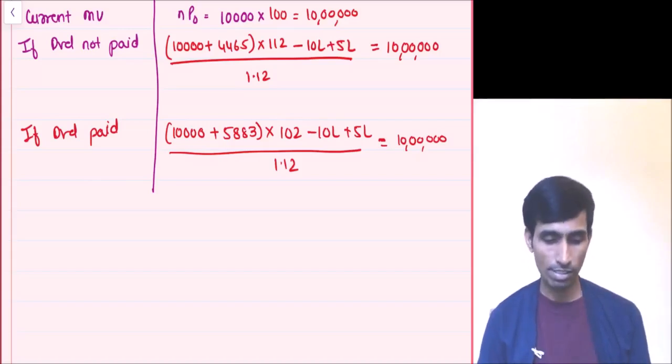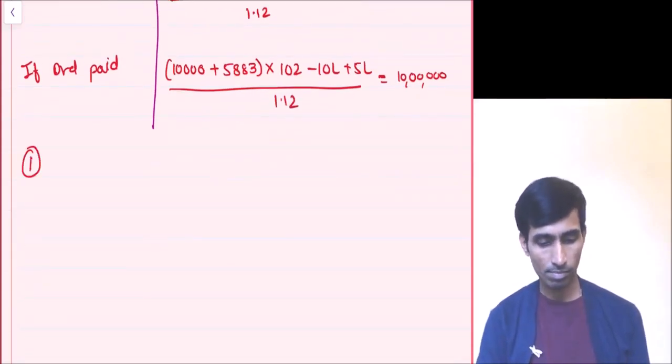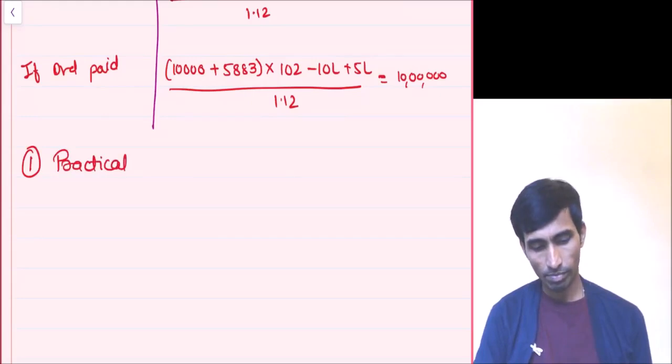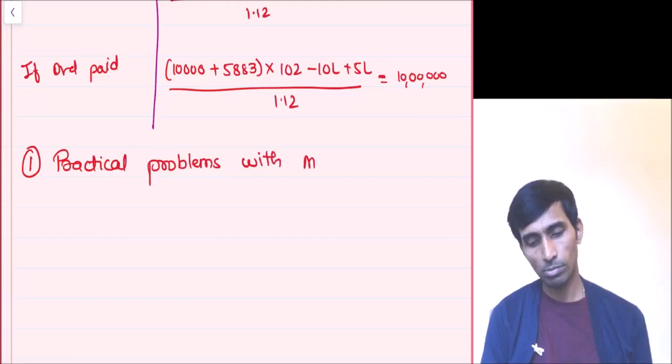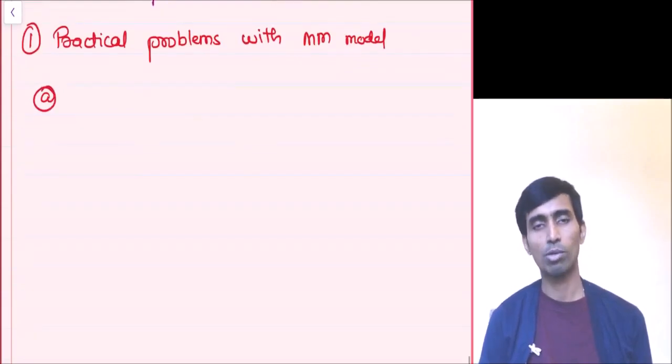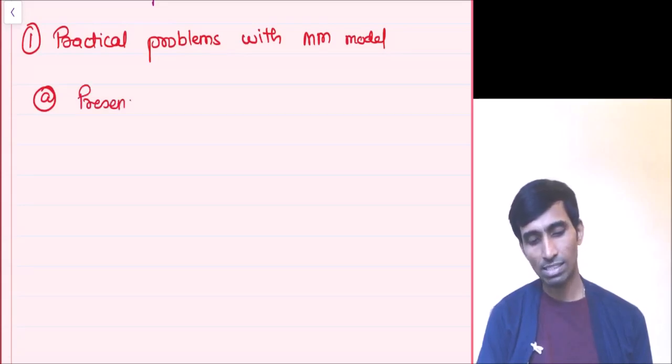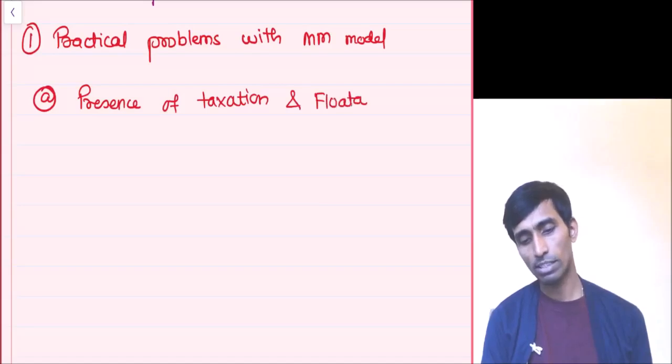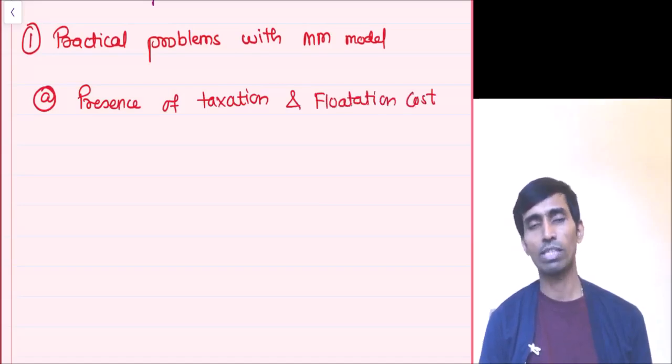Let us write first: practical problems with the MM model. First, presence of taxation. They say that taxation should not be there. Presence of taxation, and flotation cost. Flotation means issue cost. Whenever you issue any equity or debenture, you have to incur underwriter's commission and all those things. So that cost.